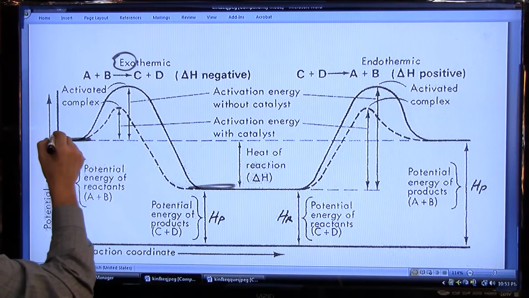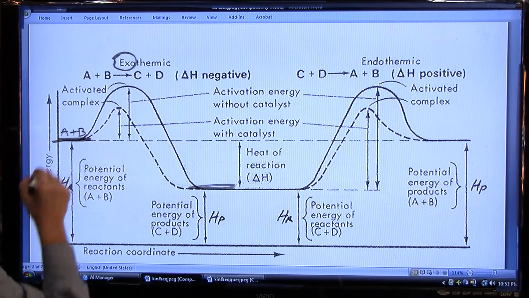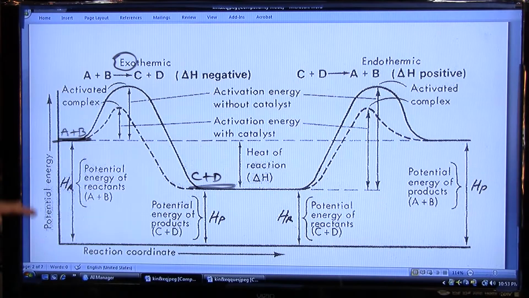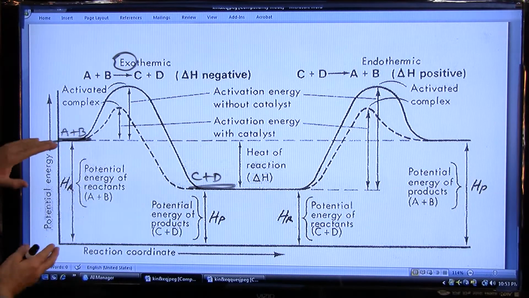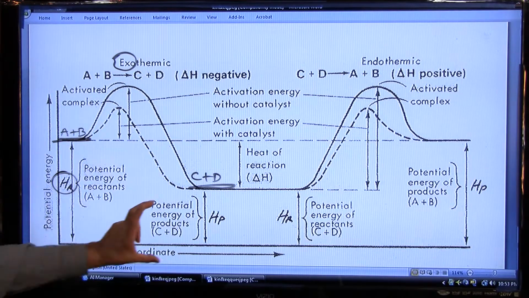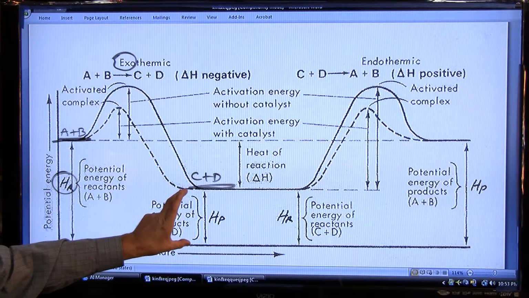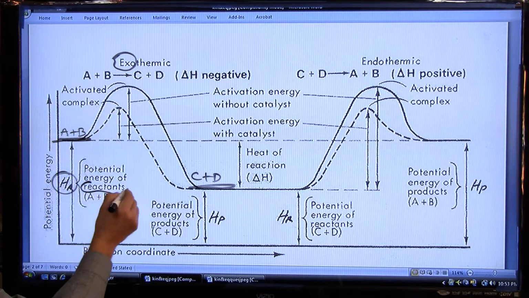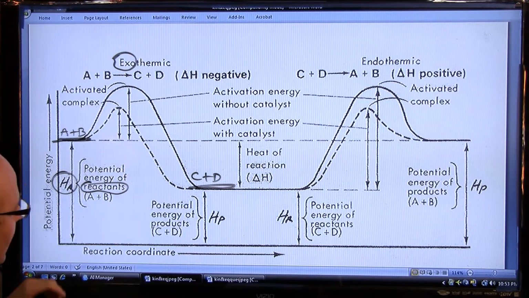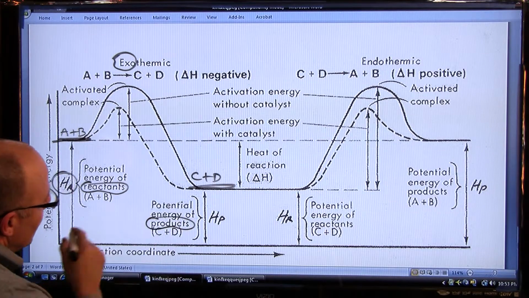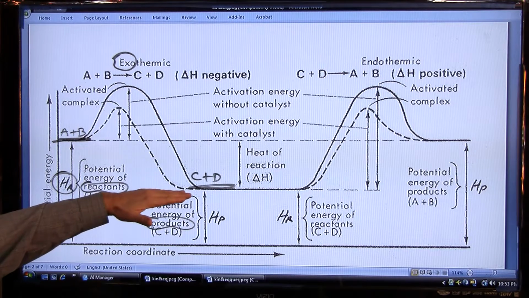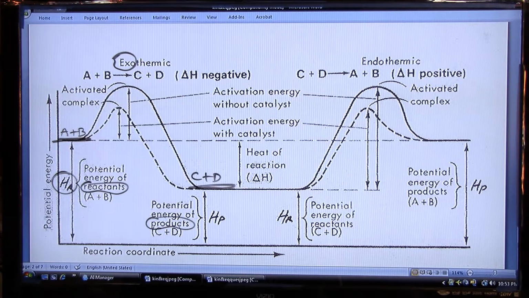So this is where you would place the A and the B on that plateau, and the C and the D on this plateau in a potential energy diagram. This interval here represents the potential energy of the reactants. This interval here represents the potential energy of the products. You see that in this case, in the exothermic reaction, the reactants contain more energy stored in them than the products. And that's why in an exothermic reaction, as reactants produce products, energy is released to the surroundings.